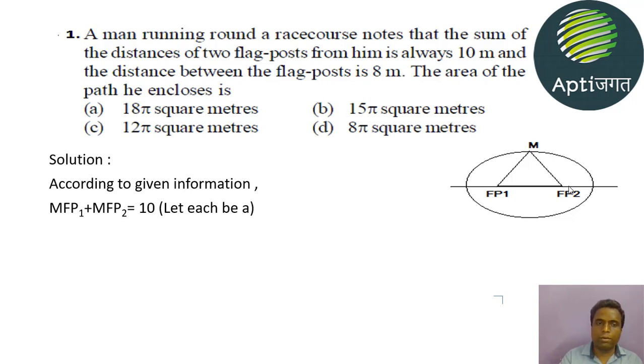Consider it as a. As we know, both are equal because both are at an equidistant position from the man, so obviously the distances of both flag posts will be equal. So what will be the distance of a single flag post from the man? 5. Because if we equate it with 2a, considering a as the variable for the value of one flag post, then the value of a will be 5. So the distance of the man from a flag post is 5.